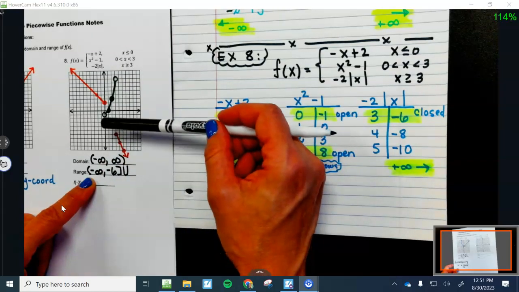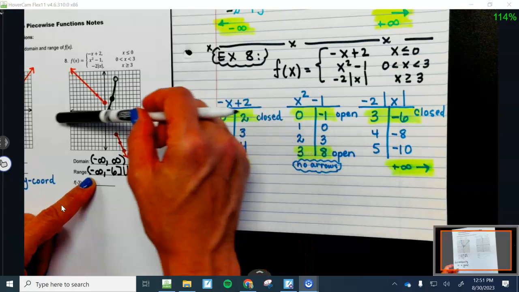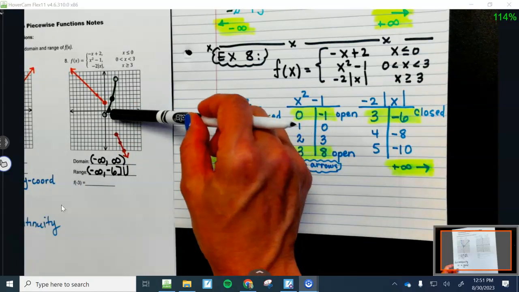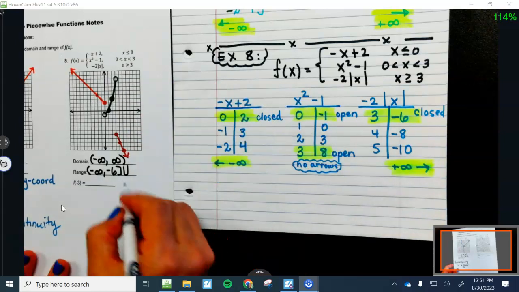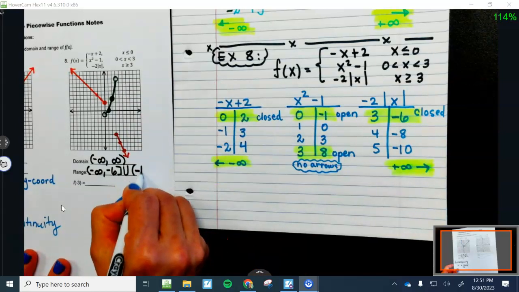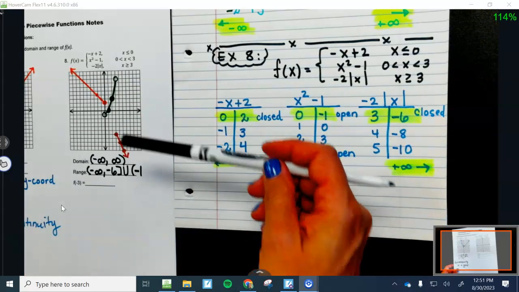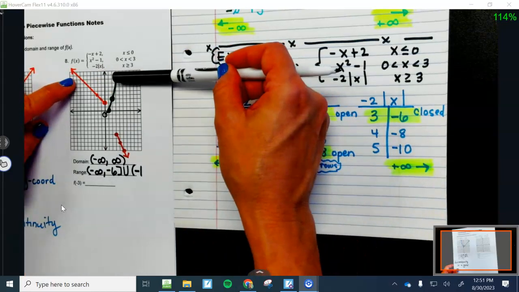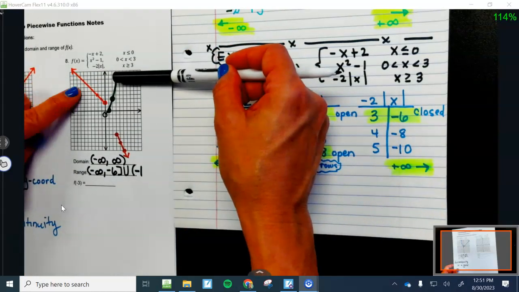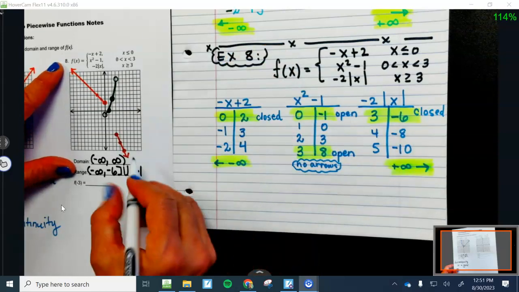When does the graph pick up again on the y-axis? -1, but what are you going to draw in front of it? Yeah. And then what are we going to end with? Infinity. Even though you have an open circle here, this orange piece is going to take care of it and take it all the way up to infinity.